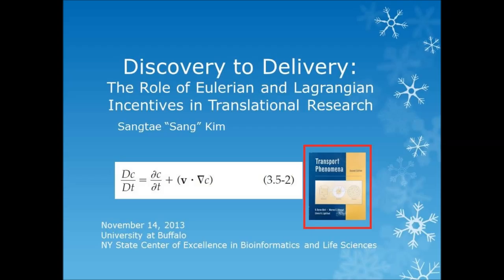So chemical engineers are very familiar with the Eulerian and Lagrangian perspectives of describing the dynamics of flow systems. And some of those concepts are naturally translated into analyzing the commercialization process and the challenges facing the university. So let me get right to the heart of the problem, which has been a part of the national debate for the better part of the past decade.